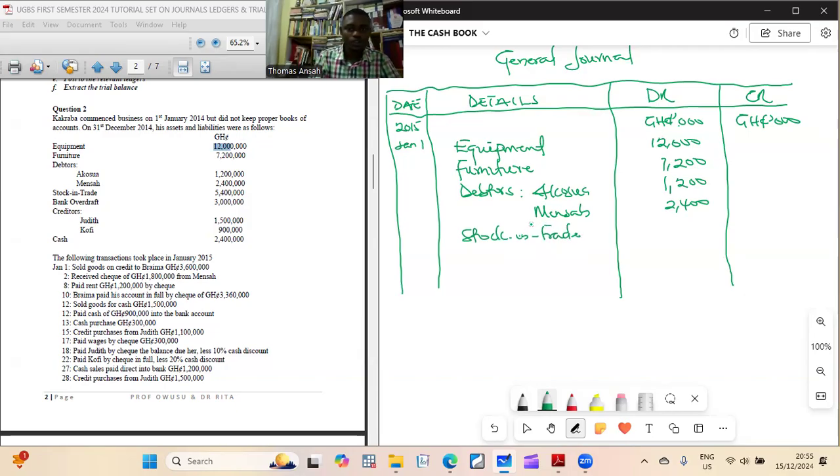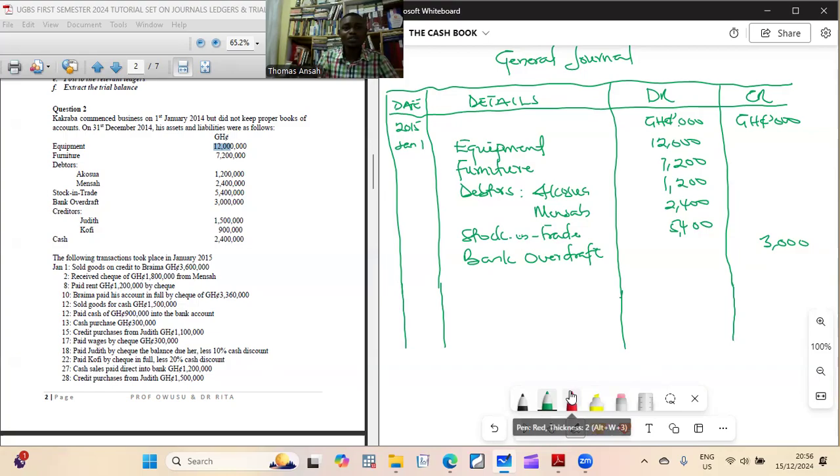All right. So how much is that one? Also an asset, right? So 5,400. Then we have bank overdraft. Which one is that? Do you remember what we said? Do you remember? Bank overdraft. Debit or credit? Yes, credit. You remember correctly. So you have 3,000 here. So then we continue.